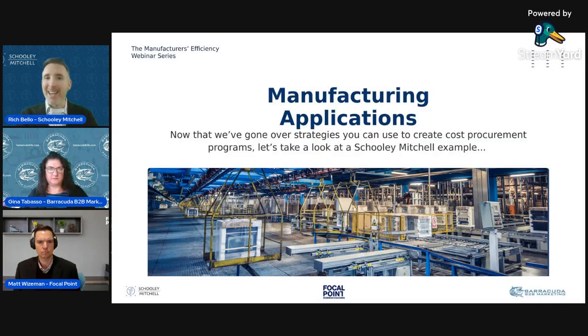All that being said, it's clearly a lot of work, and a lot of times a lot of companies don't have the manpower or the time to dedicate to that process and keeping track of everything on an ongoing basis to make sure that everything's in line with what your contract says it should be, and the negotiated rates that you had earned. It's a time-sensitive thing. So this is part of what we do at Schooley-Mitchell. We do all of that for our clients, so they don't have to worry about it.